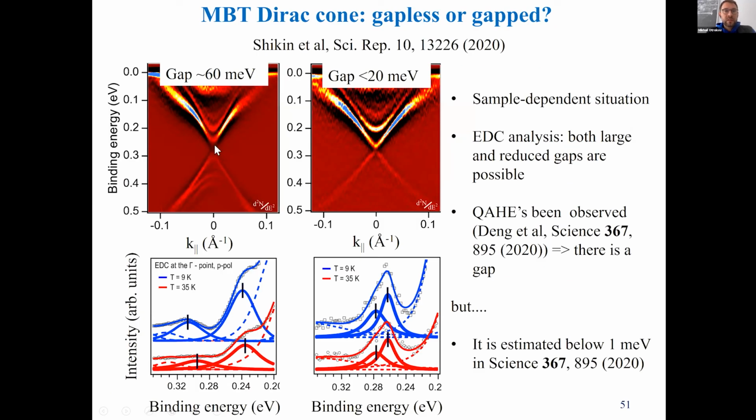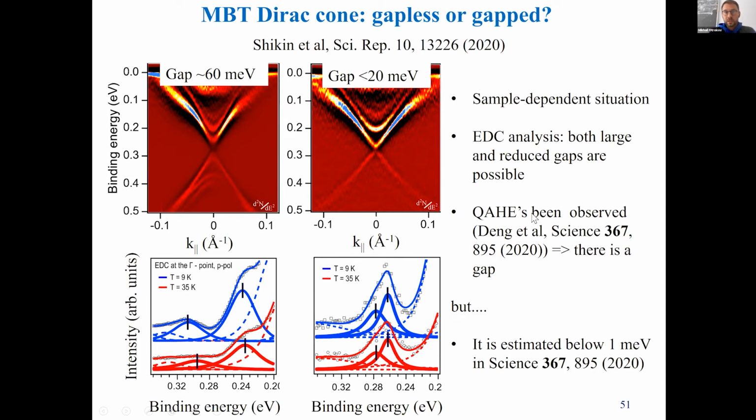Where with laser ARPES you can have a Dirac point gap of about 60 milli-electron volts, or in the samples from the same batch, from the same chemist groups, you can also have a suppressed Dirac point gap, or at least one which does not exceed 20 milli-electron volts. These are, of course, second derivative representations of the photoemission data. The conclusions about the Dirac point gap magnitudes are made based on the EDC analysis that is presented here.